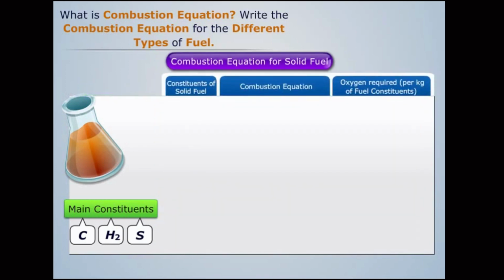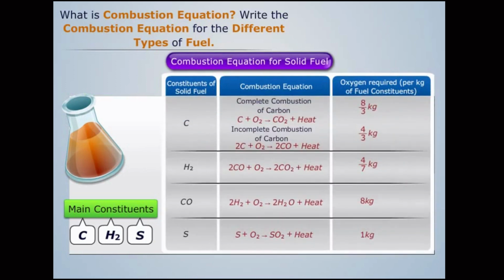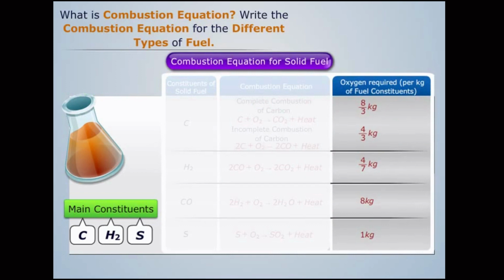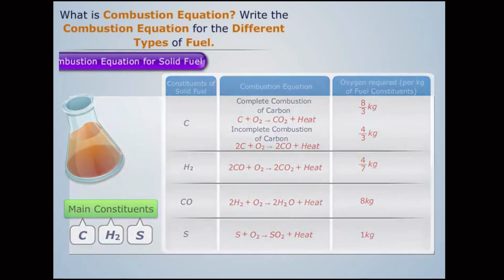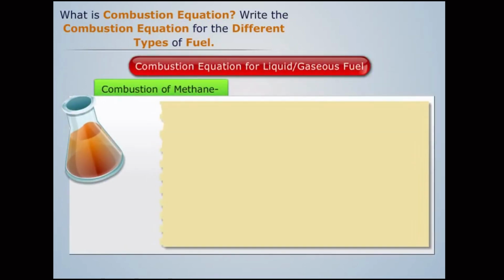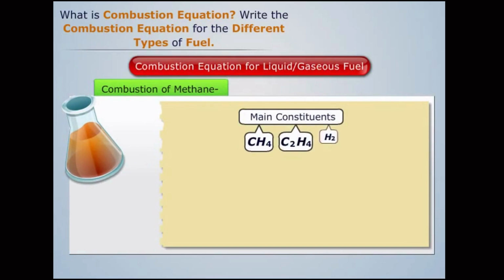Similarly, we can write the combustion equation for the other constituents as follows. The third column shows the corresponding oxygen requirement per kilogram of fuel constituents. Now let's write the combustion equation for the liquid and gaseous fuels. The main combustible constituents of both the liquid and gaseous fuels are methane, ethane, and hydrogen.